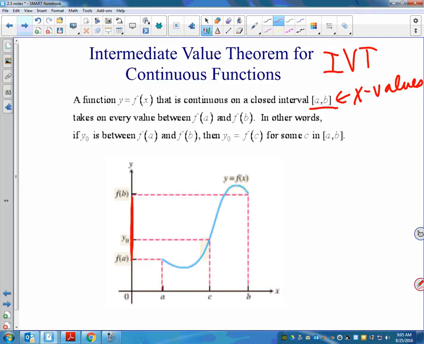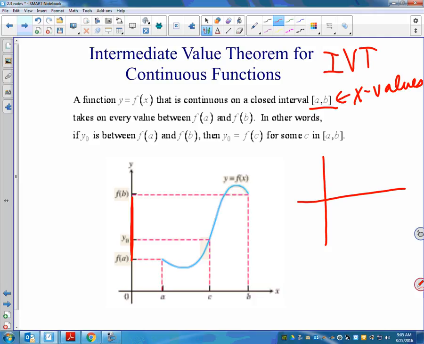And so that's what that whole C is. If you pick some random value in between A and B, they call it C, there has to be a corresponding y value. We'll look at a question like that tomorrow, but we use this theorem without ever thinking about it.